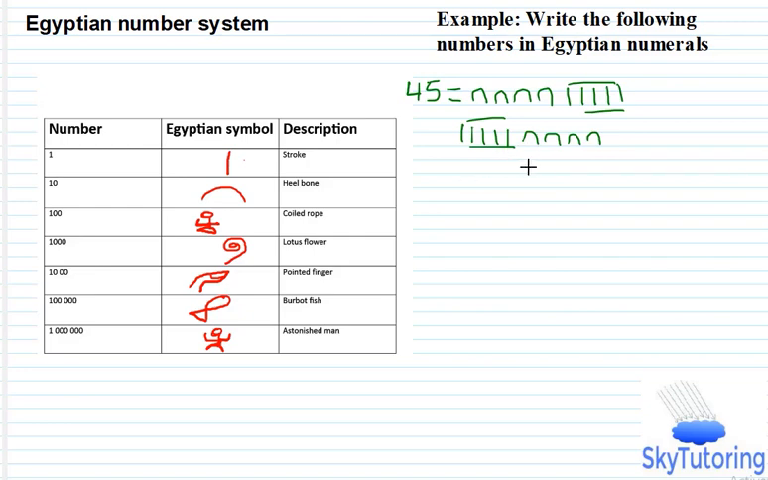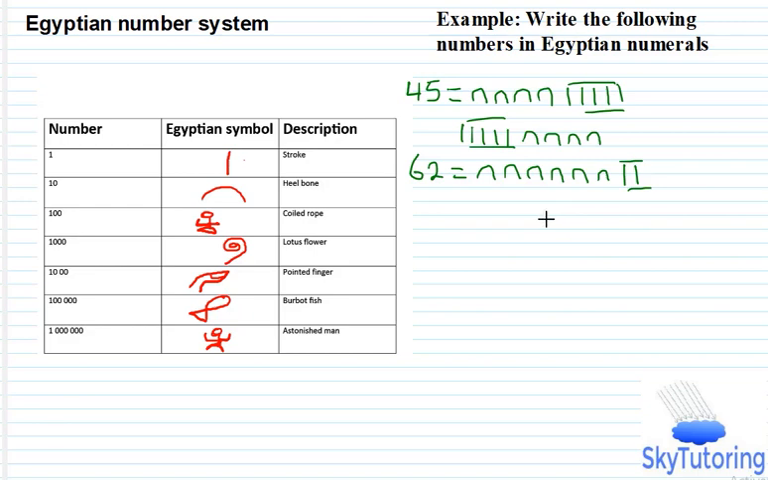Okay, so let's see other examples. Let's say I have 62. Representing 62, for 60 we're going to write 6 heel bones: 1, 2, 3, 4, 5, 6, and 2 strokes. So this is 62 in the Egyptian numeral.